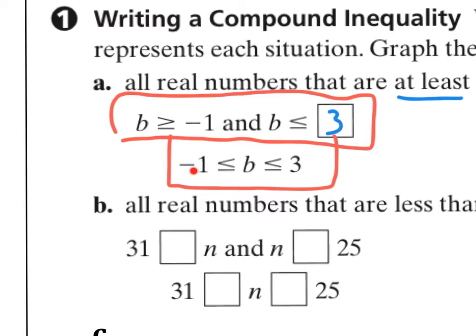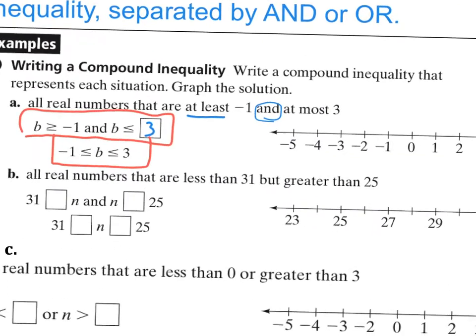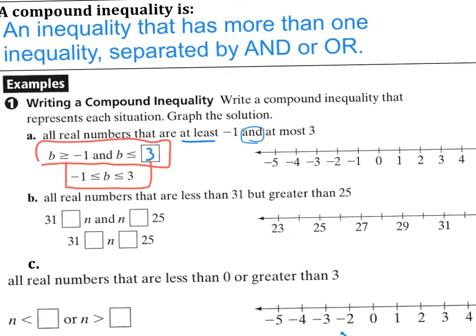Notice this is a lower limit, negative 1. B is going to be greater than that, and B is going to be less than the 3. So here's your upper limit, 3. Here's your lower limit, negative 1. So what does that look like when we graph it? Well, I'm going to graph both of them together. Notice at negative 1, I'm going to have a closed point. At positive 3, I'm going to have a closed point. And this says all the numbers that are between. So that's it. All the numbers that are between.